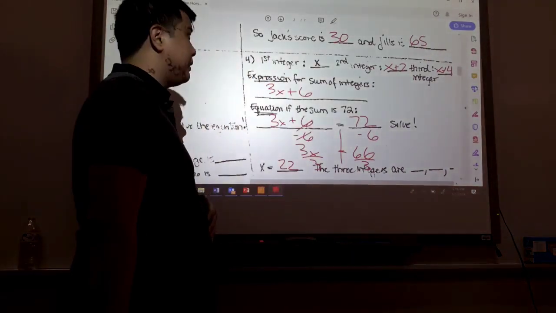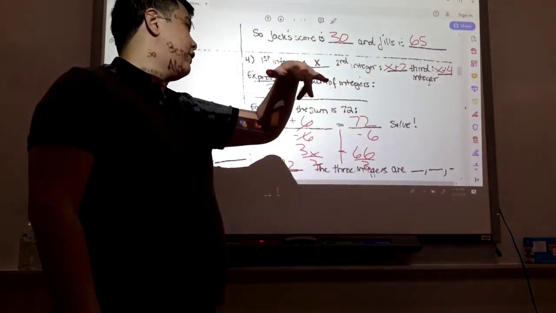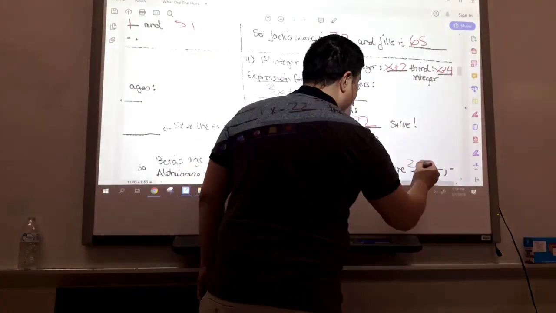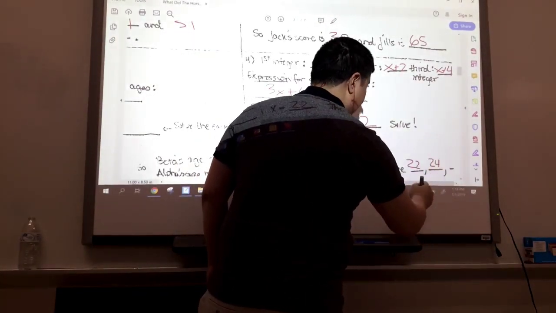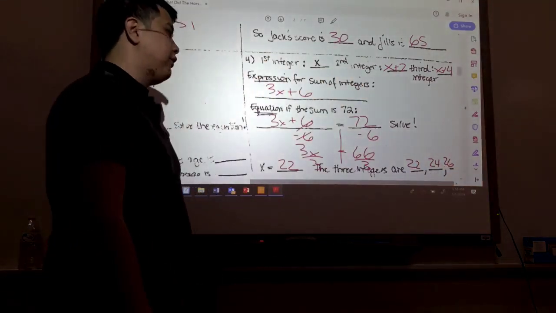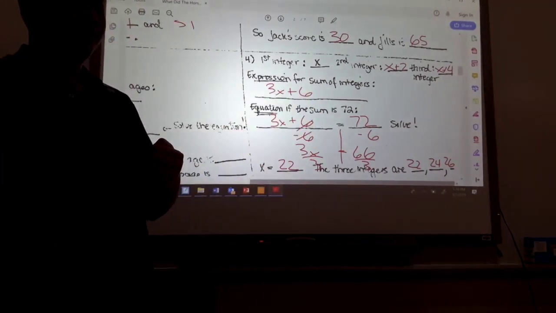Since x represents the first integer, the next integer after that is going to be 24. So we have the three integers are 22, 24, and 26. If you add those all together, you surely get 72.